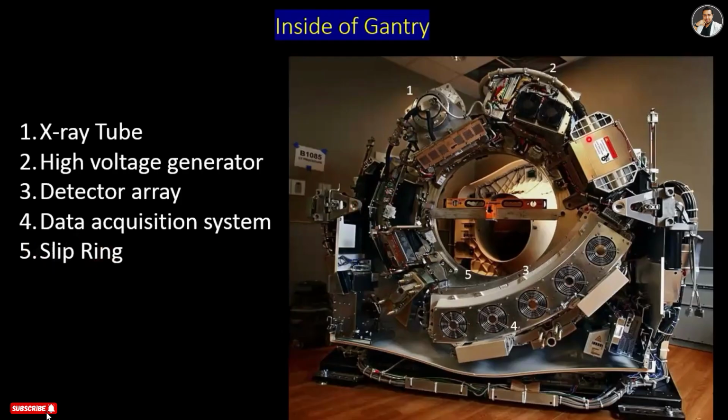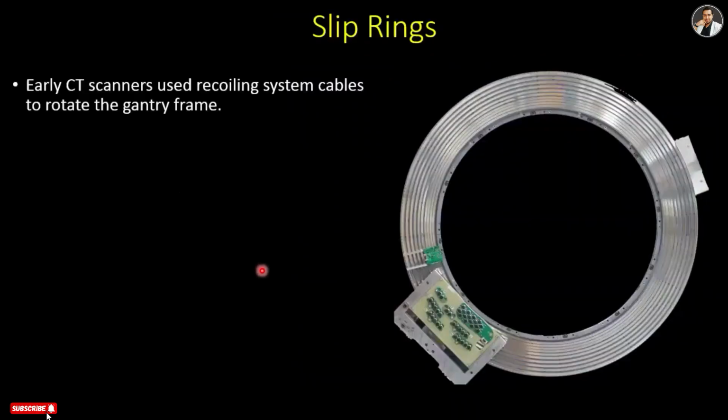This is a slip ring. The slip ring technology is there. The slip ring is on the entire frame. There are many parts and detectors, but all of them are on the entire frame. The slip ring was invented, and we can now do helical scan or spiral scan.